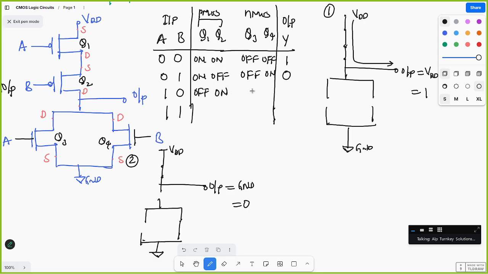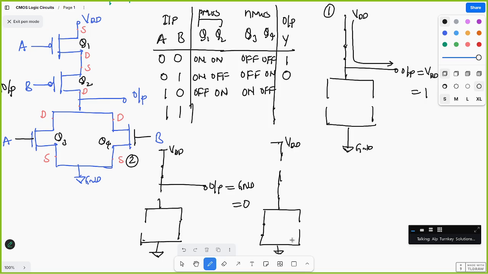Okay, and Q3 will be on and Q4 will be off. So you can draw the circuit and analyze what output you are getting. This will be off, this will be off, and this will be on. Next, this is parallel. Q3 is a short circuit, and Q4 is an open circuit.